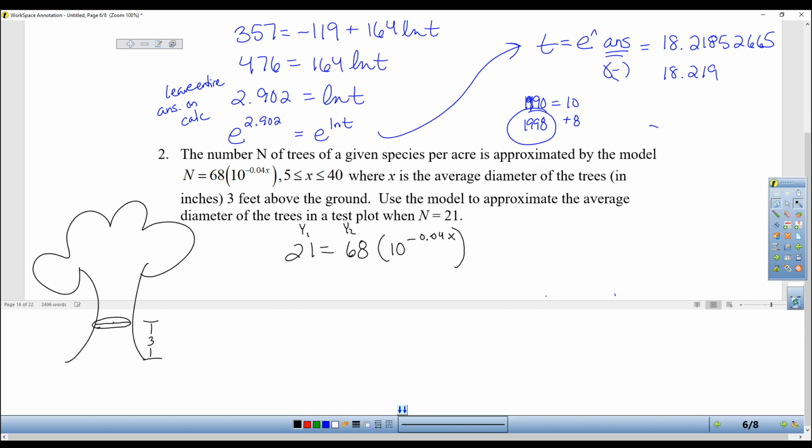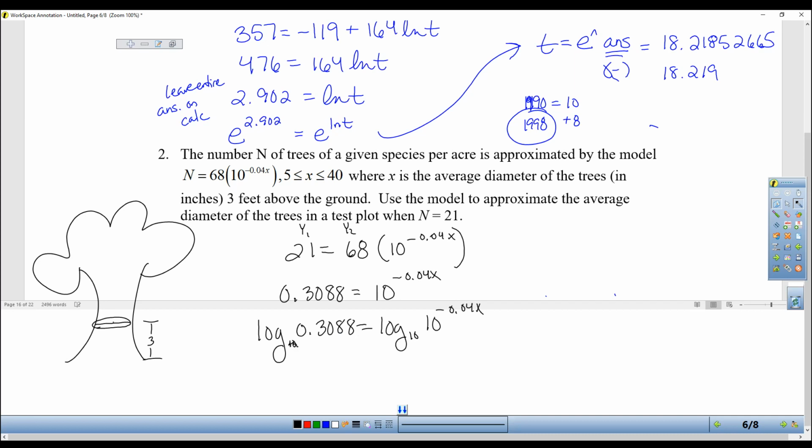If you want to do it by hand, then you would take your 21 and you would divide by 68, which would give you 0.3088. I'm just going to write it that way, but on my calculator, I'm going to leave the whole thing there. 10 to the negative 0.04x. How do I undo an exponent with base 10? I use a log with base 10. 0.04x. And on this side, I'm going to do log, again, base 10, which isn't a button on your calculator. It's just log on your calculator.